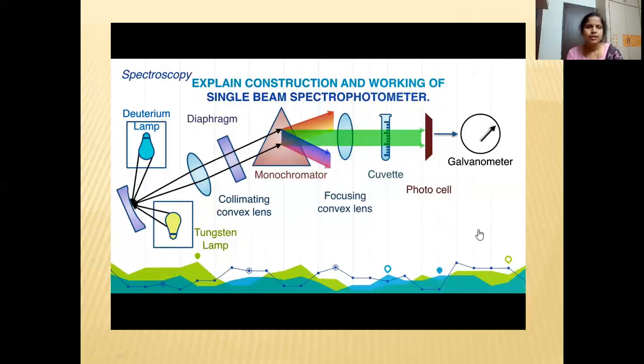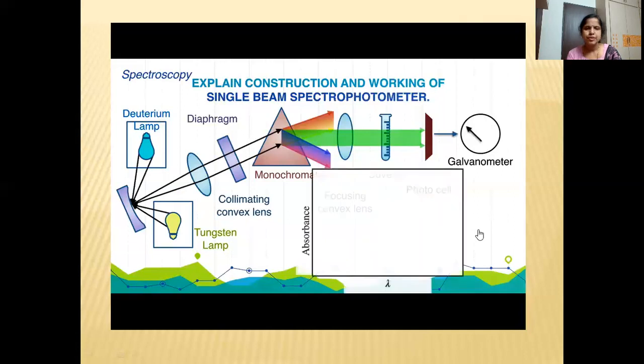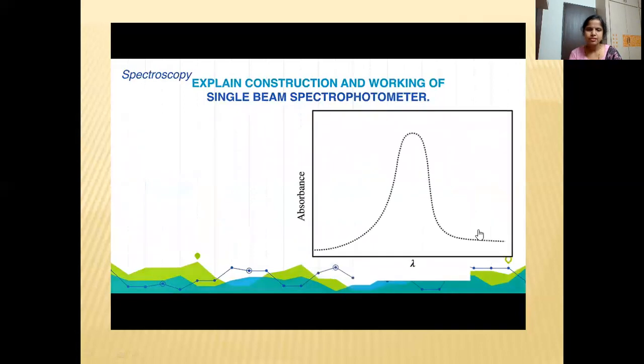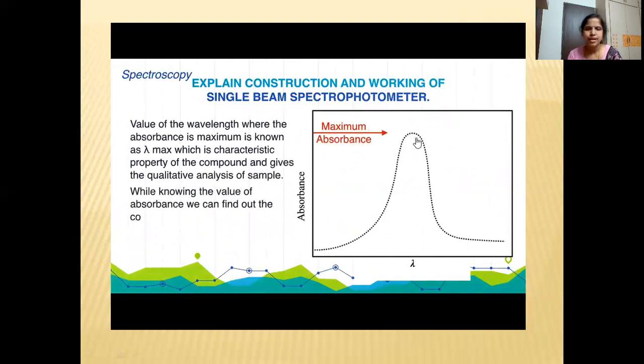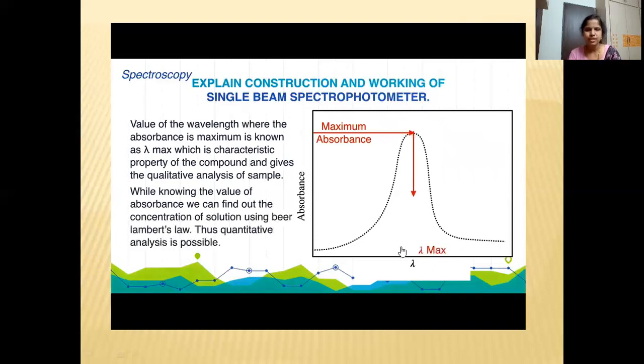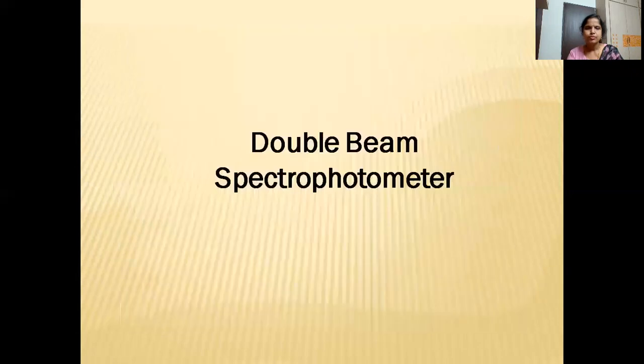So this is about the single beam spectrometer. In the galvanometer, we will be measuring the absorbance. This is a graph we will get. On the x-axis, the wavelength is taken. On the y-axis, it is the absorbance. The wavelength where the absorbance is maximum, you can see the height of the peak, wherever it is maximum, the corresponding line onto the x-axis will give the lambda max value. By using that lambda max value, we can measure the concentration of unknown compounds by using Lambert-Beer's law.